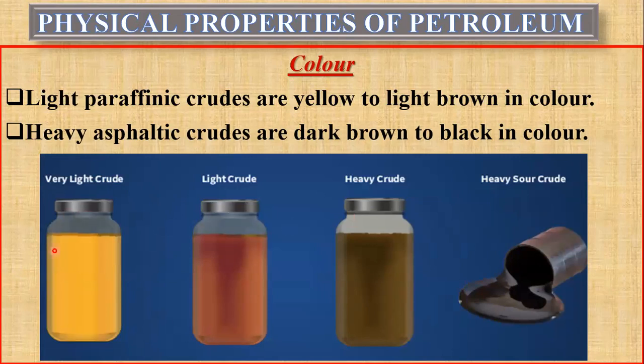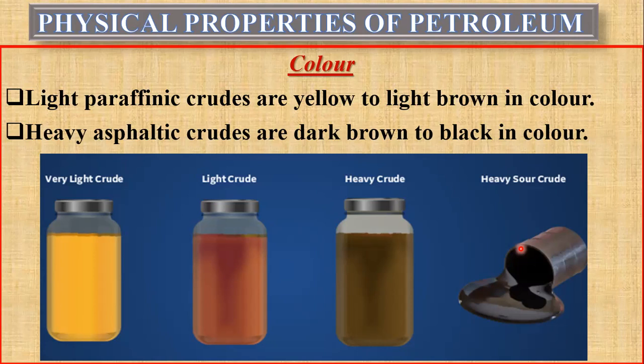You see, this one shows a very light crude oil. The color ranges from very light and yellowish in nature, and as the crude oil becomes heavier, it starts darkening. And this one shows a crude oil which is very heavy in nature. You can see the color is a little dark, so it shows that it is more heavy in nature.